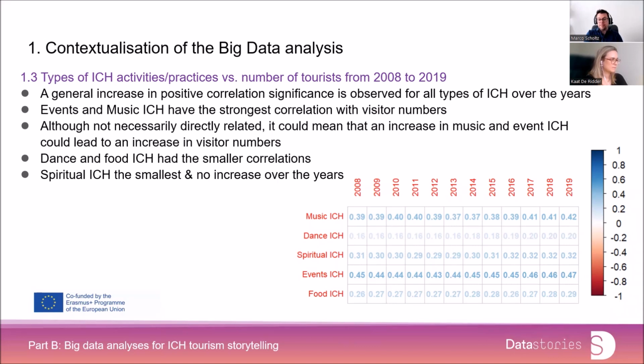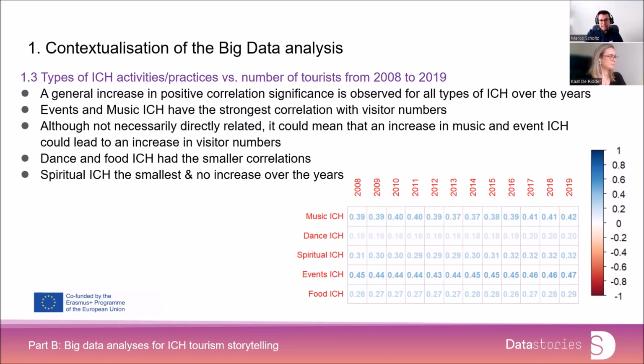And when looking at the table, you can instantly see that events ICH is a darker blue, meaning that it's already more positive. It's a stronger type of correlation between the visitor numbers and events. So by 2019, events had the strongest correlation. That's followed by music ICH with a 0.42 correlation. And although they're not necessarily directly related, it could mean that an increase in music and event ICH could lead to an increase in visitor numbers.